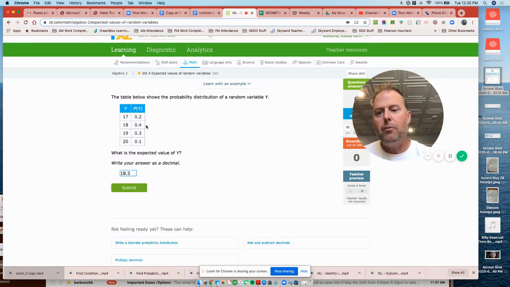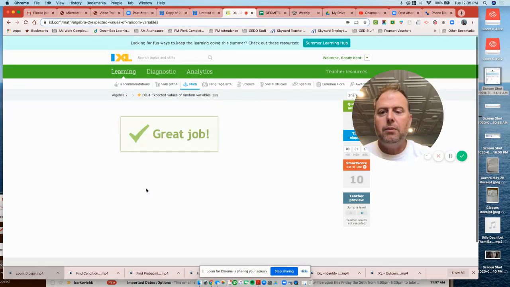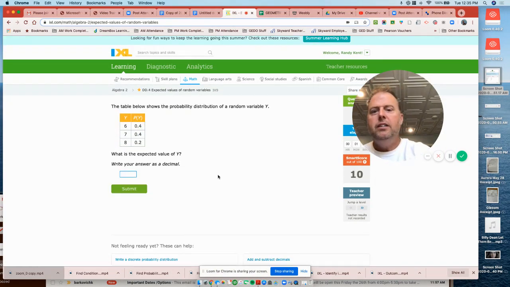First, you just got to evaluate, does that number even make sense? Because the number's got to be somewhere in here between 17 and 20. We know that. And you can see that it tends to be toward the middle. So 18.3 seems to be something that would make sense. Okay. Same thing here. We just got to multiply. So 6 times 0.4 plus 7 times 0.4 plus 8 times 0.2. And we get 6.8.